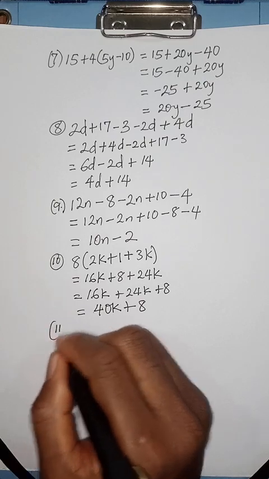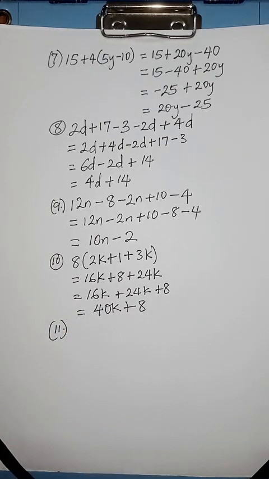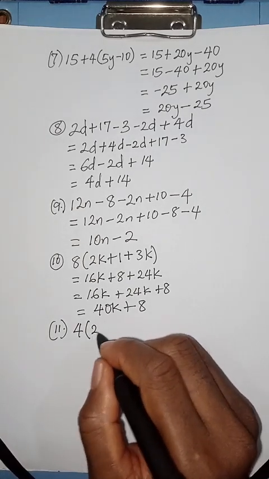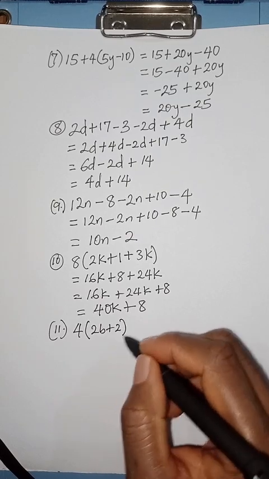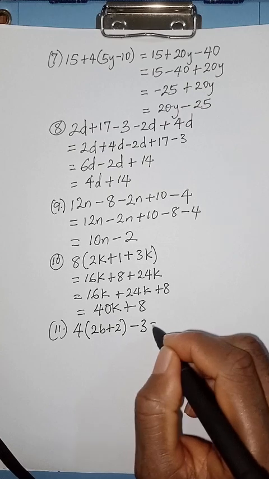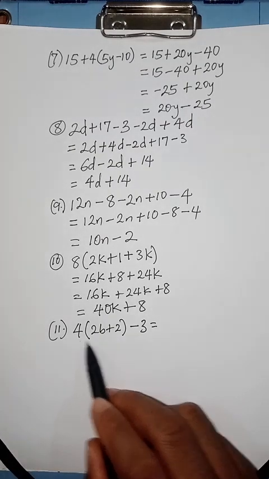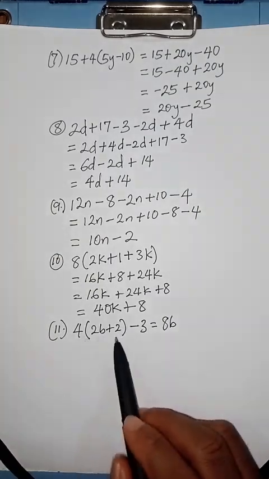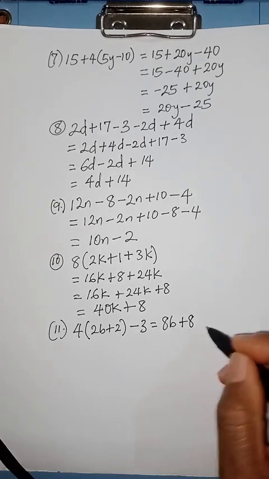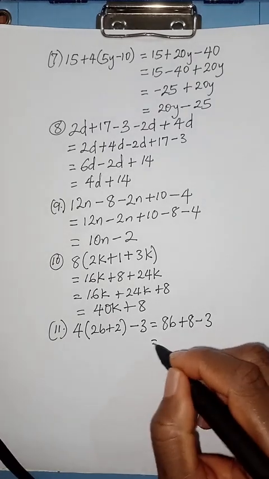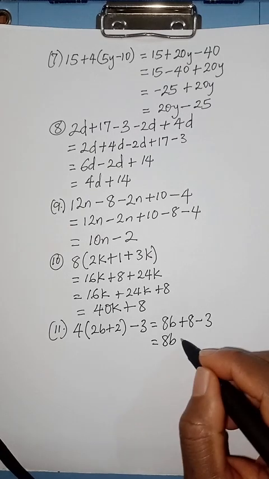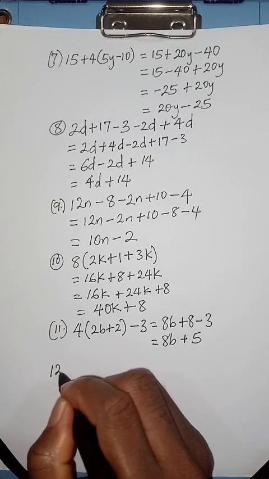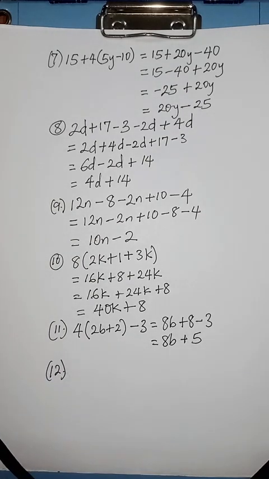Number 11. In number 11, I have 4, open bracket, 2b plus 2, close bracket, minus 3. Expand this bracket: 4 times 2b, 8b. 4 times 2 plus 8, then minus 3. And this is 8b, 8 minus 3, that will give you plus 5. Number 12, this should be the last one.